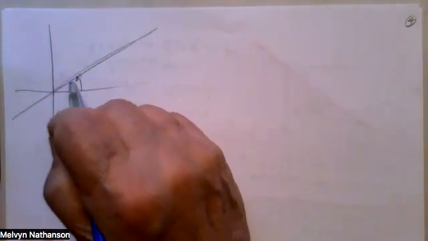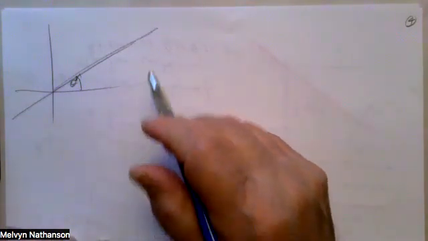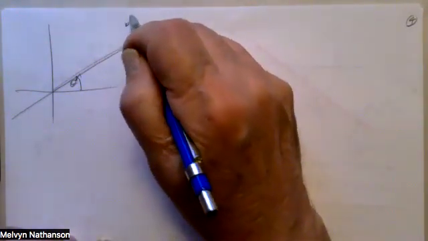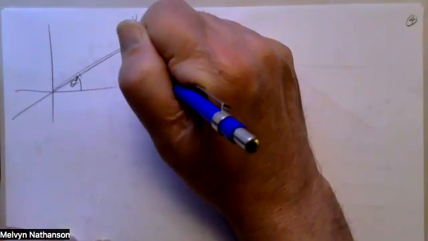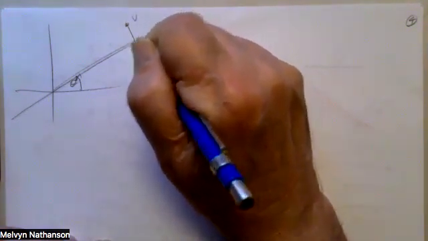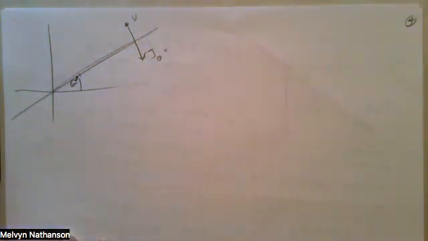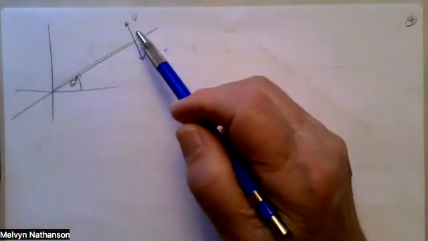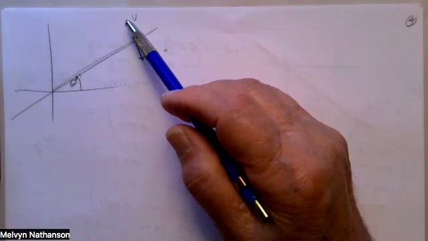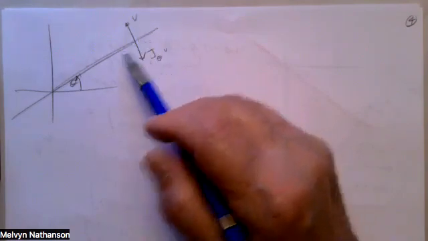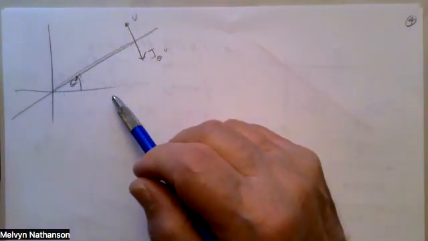Here's a line that makes an angle theta with the x-axis. And we take a vector v and we reflect it through this line. This is J theta of v. And we want to find the matrix that sends this vector to this vector. So how can we figure out what is the matrix for the reflection of the vector through this line?